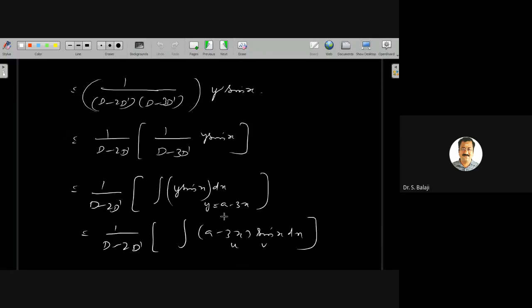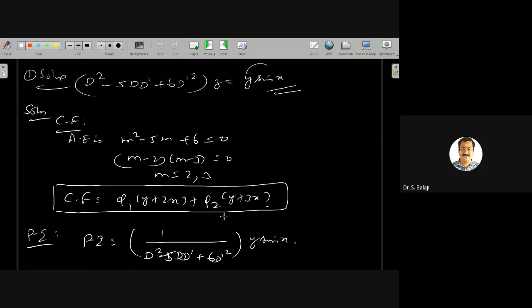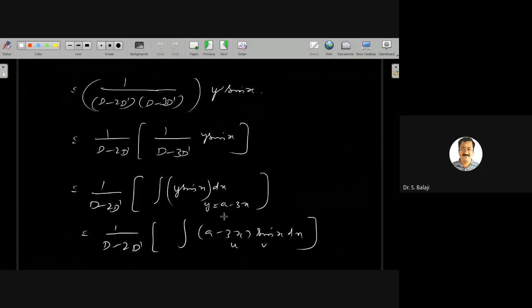The idea is very simple. Once again, repeat the procedure. The complementary function is as usual, there is no difference. For the particular integral, the right hand side function is not in the form of the previous 4 types here. Therefore, split the denominator into factors with the help of the obtained roots 2 and 3. Then you get d minus 2d dash and d minus 3d dash. Then operate with the first factor, d minus 3d dash, on y sin x.